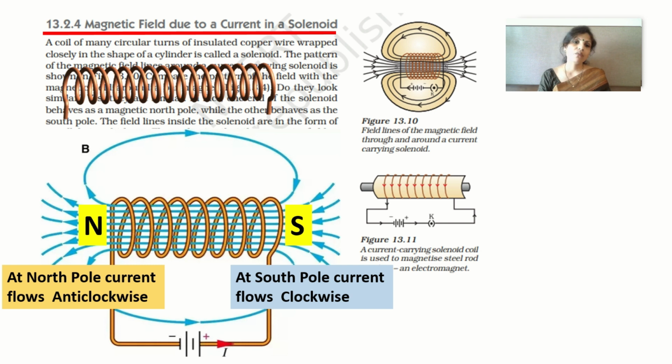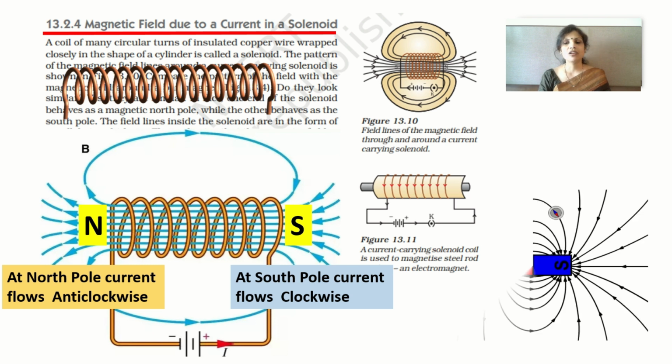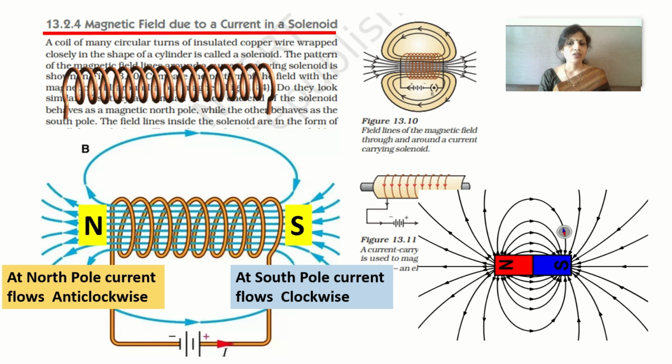Very important thing we observe is that the magnetic field around a solenoid resembles the magnetic field of a bar magnet. You can see both the magnetic fields look exactly similar, and so we can say that the magnetic field of a solenoid resembles the magnetic field of a bar magnet.